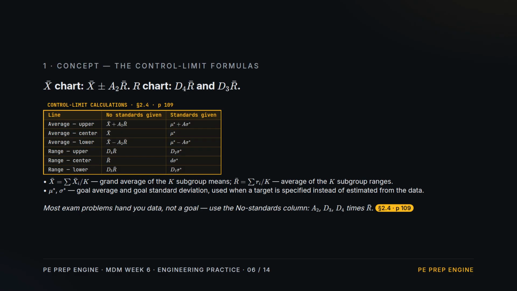Concept 5. The control limit formulas. 2 columns: standards given, where you have a target average and sigma, and no standards, where you estimate from the data. Most problems are the no standards case. The average chart is the grand mean plus or minus A2 R bar. The range chart runs from D3 R bar up to D4 R bar. X bar is the grand average of the subgroup means, R bar the average of their ranges.